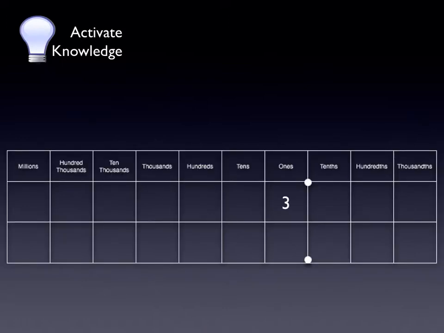So let's look at this concept using our place value chart. So we have the number 3 in the ones place, and we're going to multiply it by 10. Remember from yesterday, if we're going to multiply on the place value chart, we're going to move to the left. So if we're going to multiply by 10, we're going to move one place value box to the left. That makes this 30, and we need to add a 0 for our placeholder in the ones place.